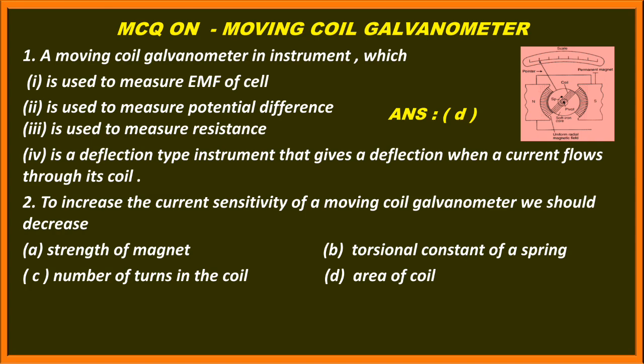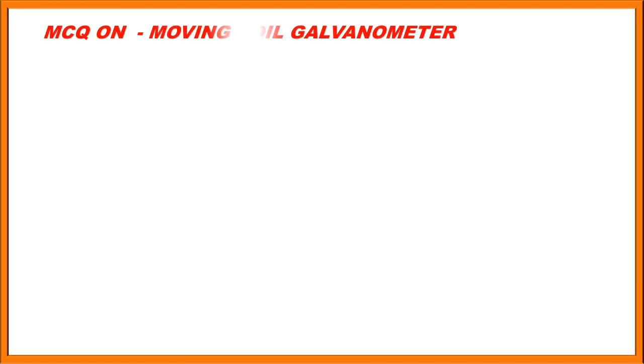Now question 2. To increase the current sensitivity of a moving coil galvanometer, we should decrease the strength of the magnet, the torsional constant of the spring, the number of turns in the coil, or the area of the coil. The correct answer will be B, the torsional constant of the spring.